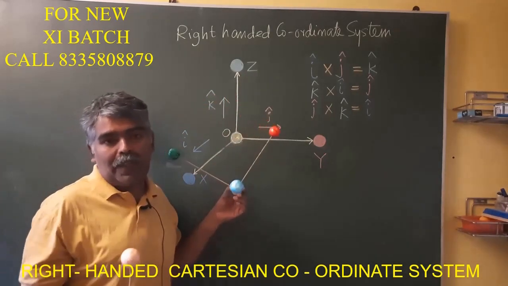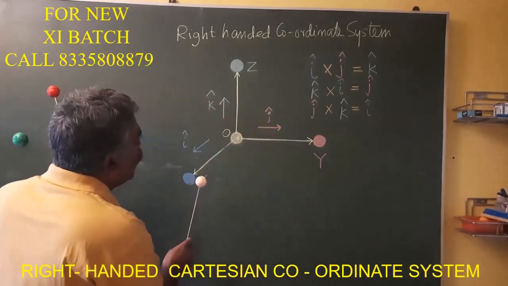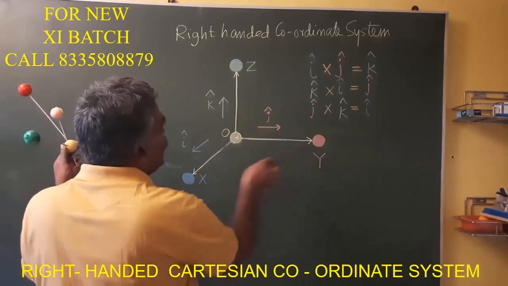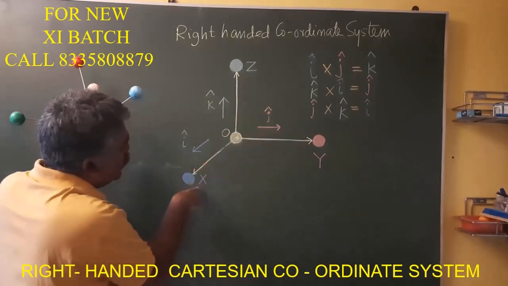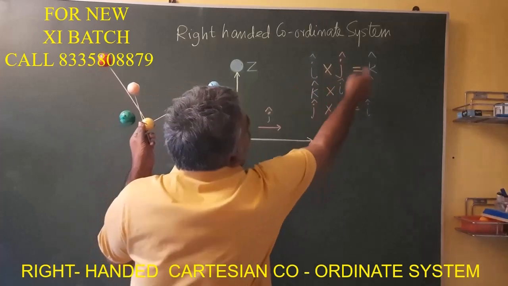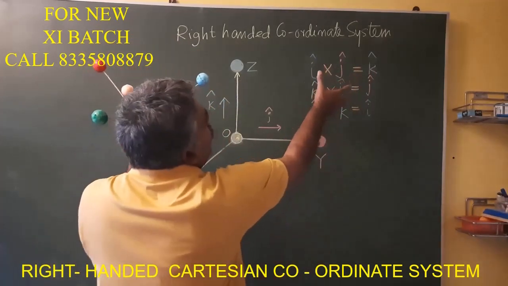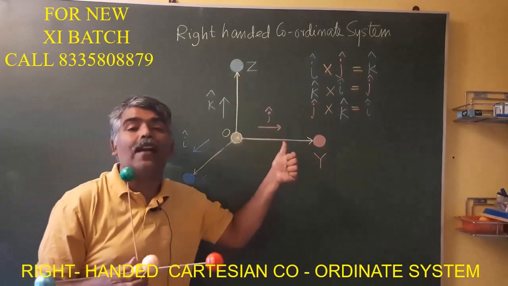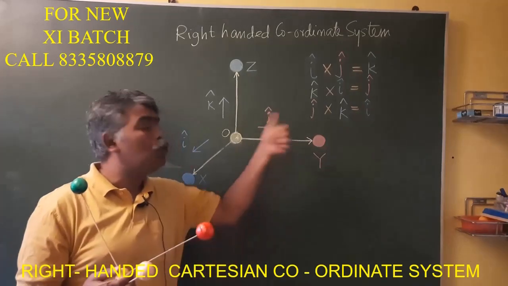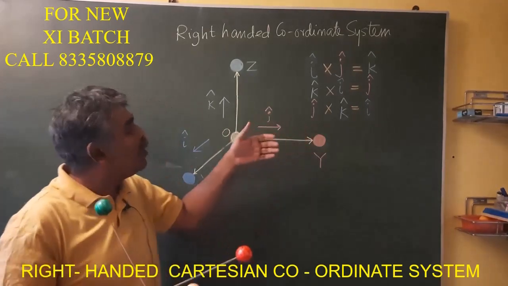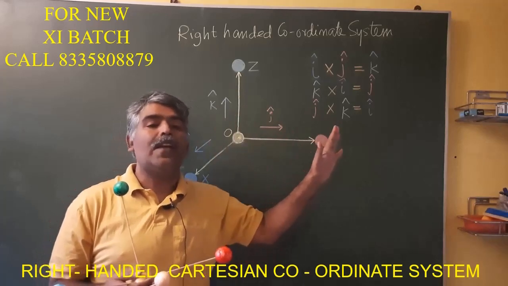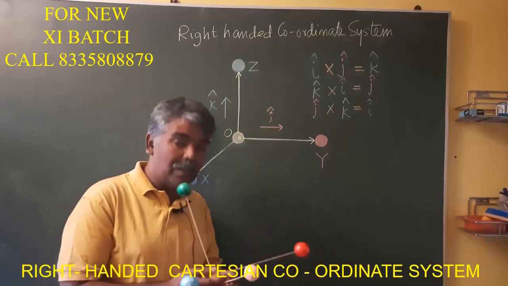Okay, where is the problem then? The problem is, if you interchange X and Y, then this x cap, which means i cap, becomes j cap, and y cap becomes i cap. So, j cross i becomes k. So the whole system is changed, and then you have to use your left hand. By the same method which I showed with my right hand, you have to do with your left hand. You curl your fingers like this and this will give you the direction. So, I am not showing the left-handed coordinate system. This will confuse you. Don't worry, concentrate on the right-handed coordinate system.